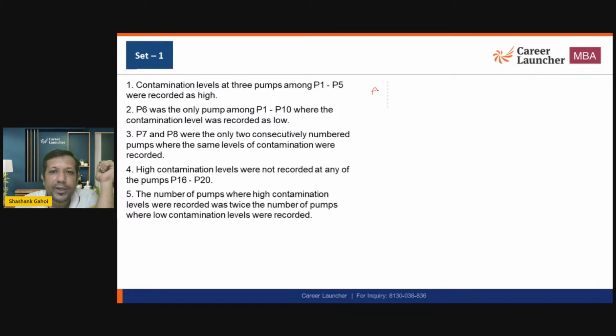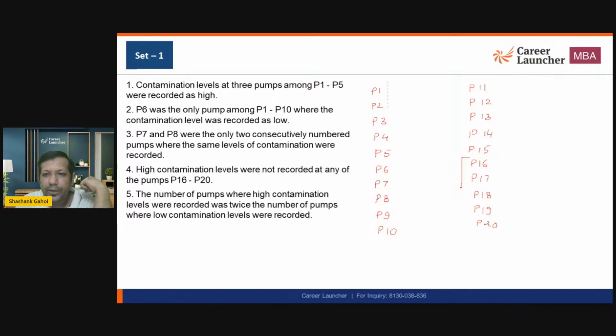So I'm going to write down P1, P2, P3, P4, P5, P6, P7, P8, P9 and P10. Then P11, P12, P13, P14, P15, P16, P17, P18, P19 and P20. I'm going to write till 20. And I know that the maximum value of anything can be 10.